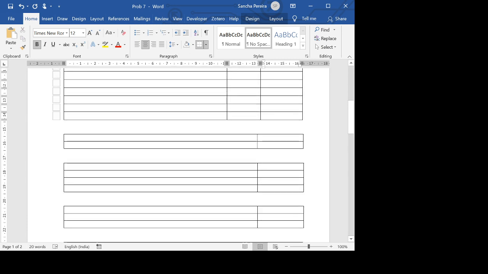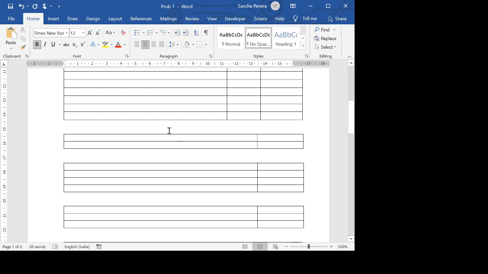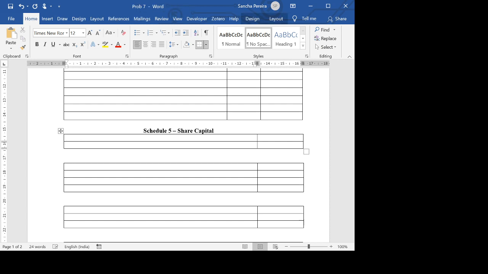So directly I move to schedule 1, which is share capital. Sorry, not schedule 1, schedule 5, which is share capital. And here, normally when I told you when you do this schedule, normally we write the authorized capital.